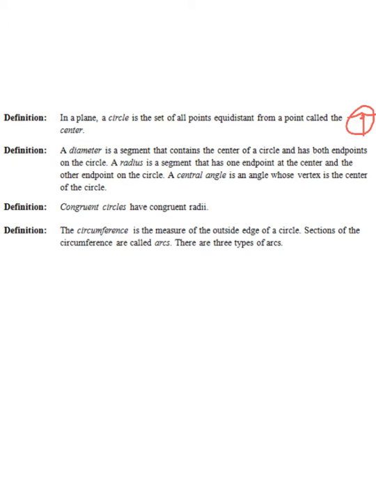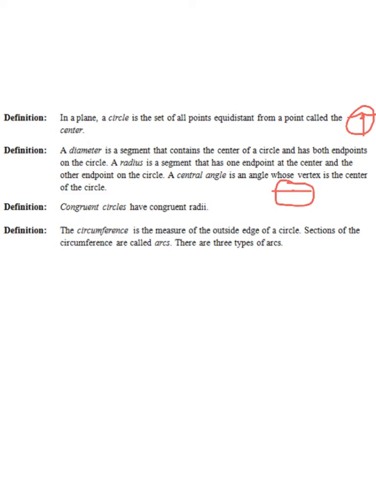that center point. The next definition, a diameter, is a segment that contains the center of the circle and has both endpoints on the circle. So if we have a circle here with our center, that's a terribly drawn circle, I apologize, but the diameter goes through the center all the way across.